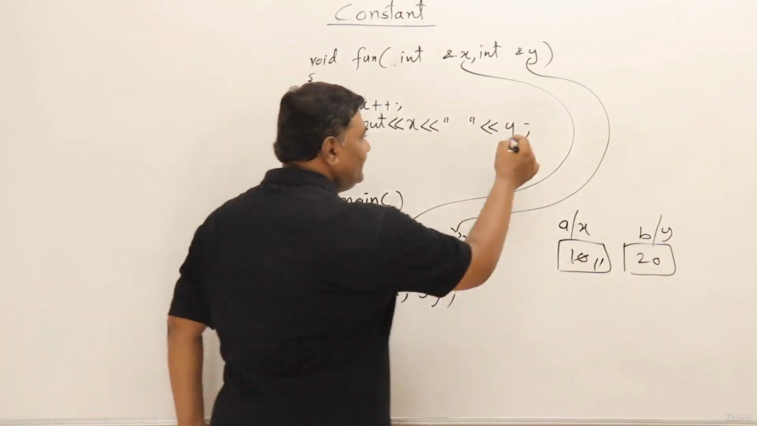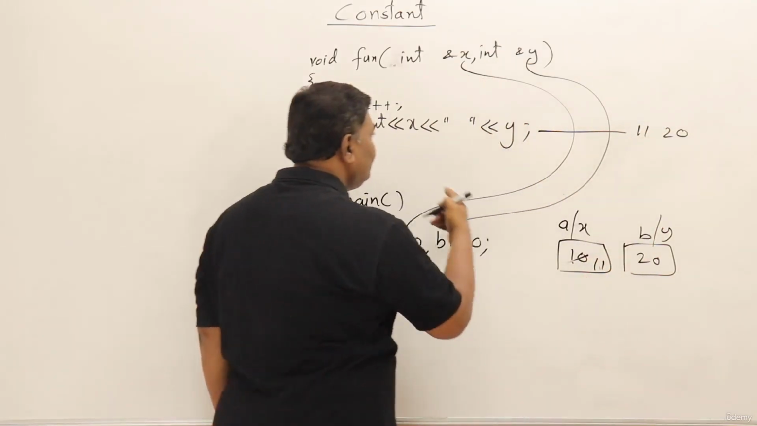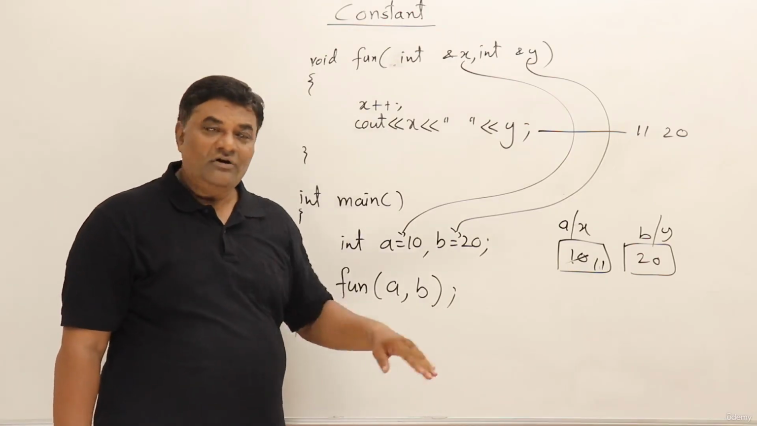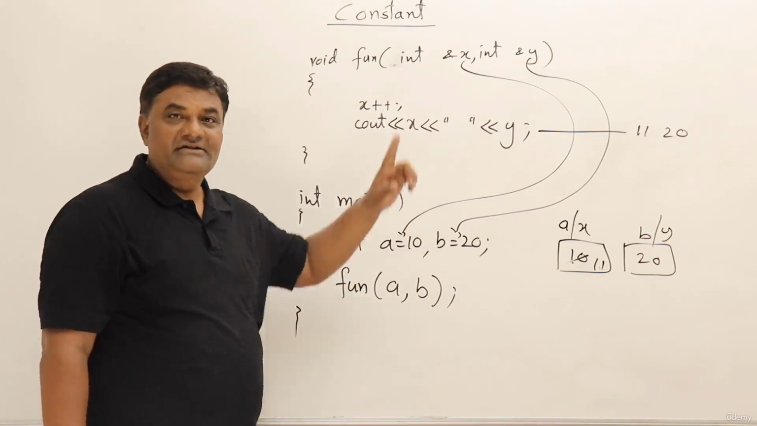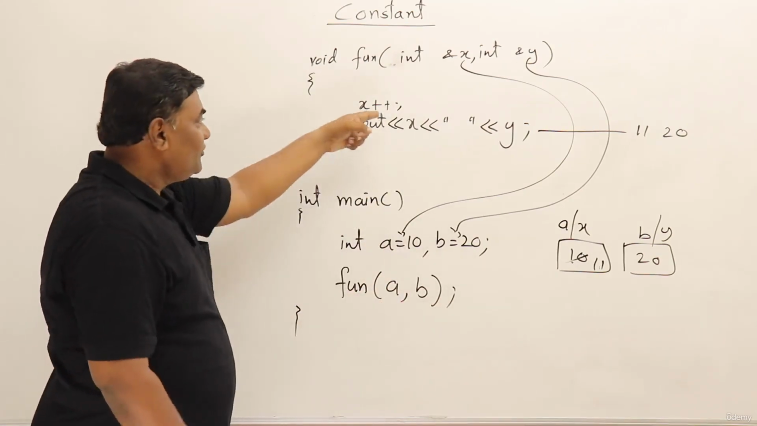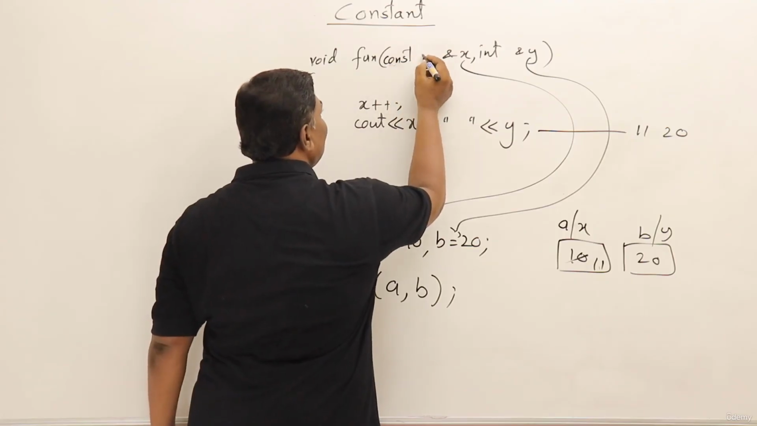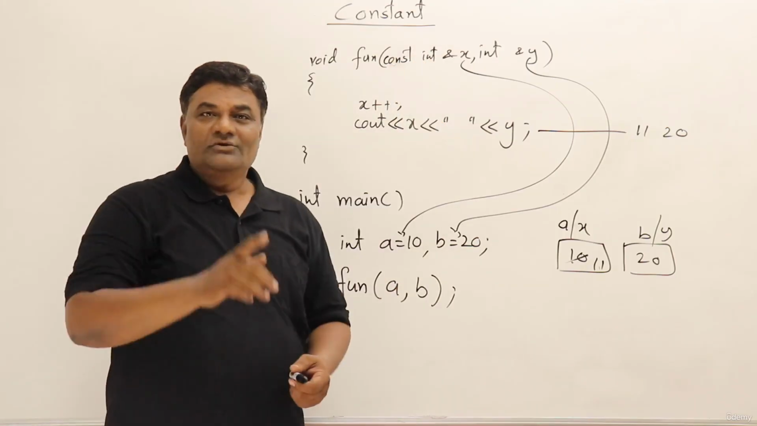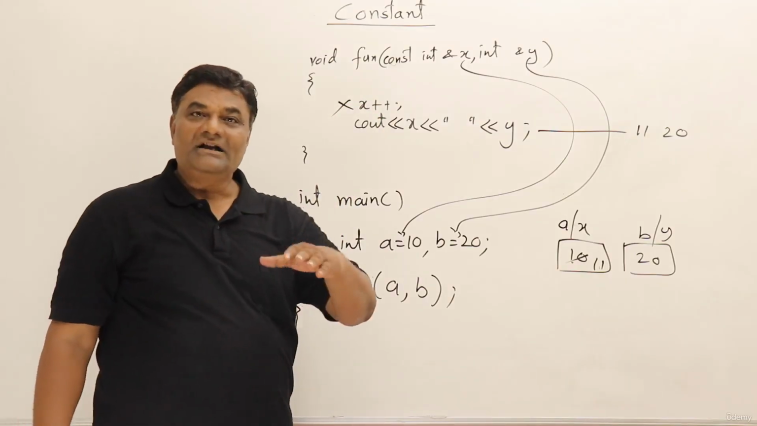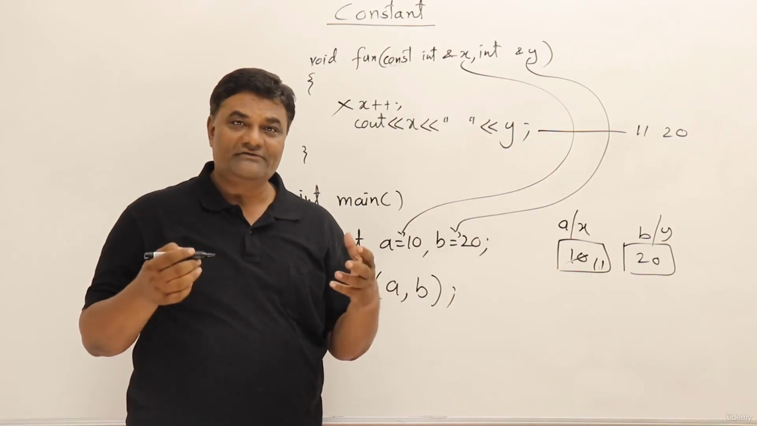And print this one. So what will be printed? 11 and 20 will be printed, since this has become 11. Now, I want call by reference, meaning the function should be inline and copied here, but it should not modify this. So just make it const int. That's all. So it cannot modify this variable now. So parameters can also be made constant. That's all. These are the usages of const.